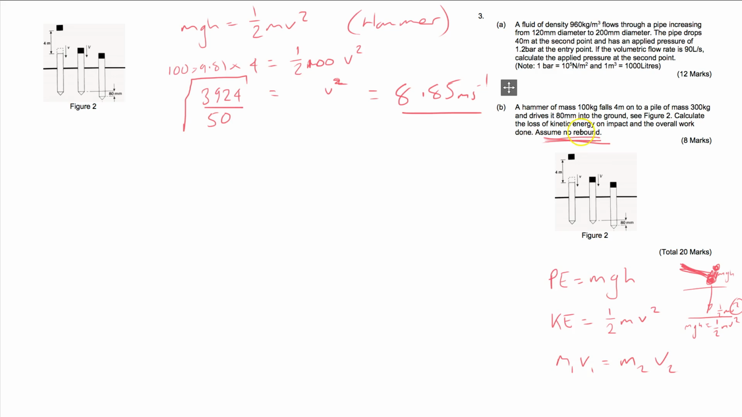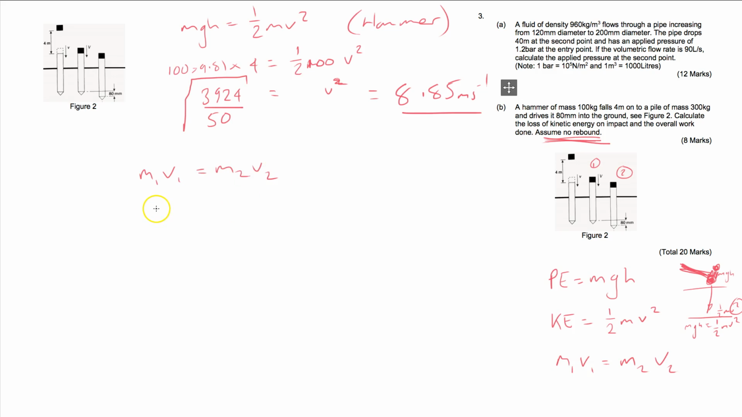And so really what we need to do is find out how much that thing slows down by when it hits the post. How much does it actually slow down by? And for this we're going to need momentum. So bear with me while I do this. If this is case 1 and this is case 2, then conservation of momentum is going to tell us that M1 V1 is equal to M2 V2.